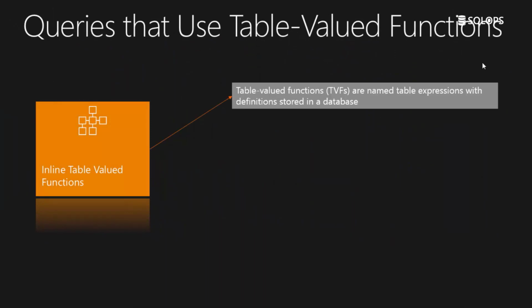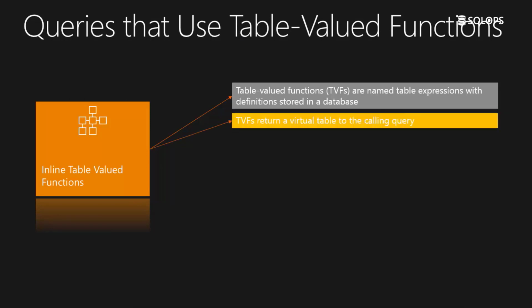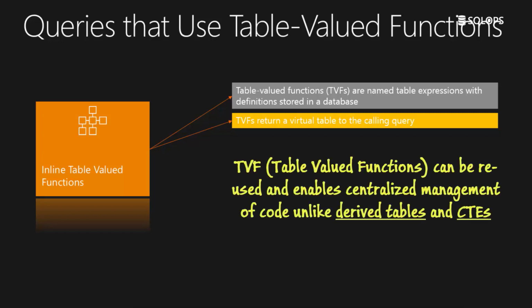Like a view, the definition of a table-valued function is stored as a persistent object in a database. An inline table-valued function encapsulates a single select statement returning a virtual table to the calling query. And since table-valued functions are stored in a database, this enables reuse and centralized management of code in a way that is not possible for derived tables and CTEs.